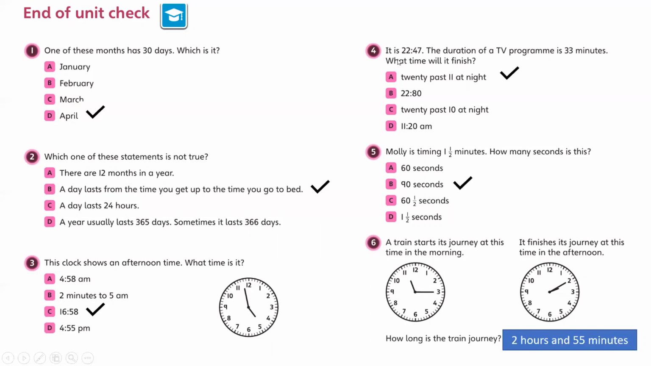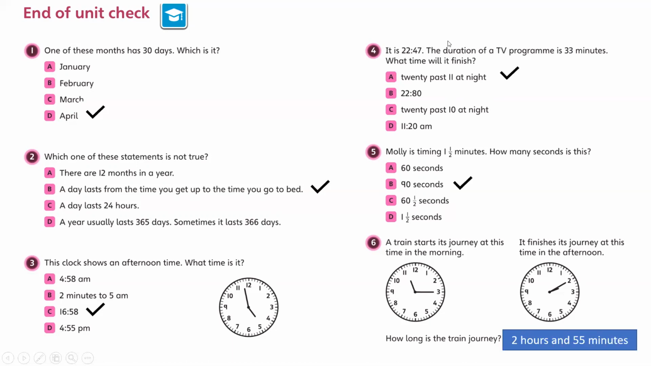Number 4. It is 22:47. The duration of a TV program is 33 minutes. What time will it finish? Just like one of the questions we've just been doing, we have the start time and the duration, and we need to find the time. What we're going to do is add 33 minutes onto 47.